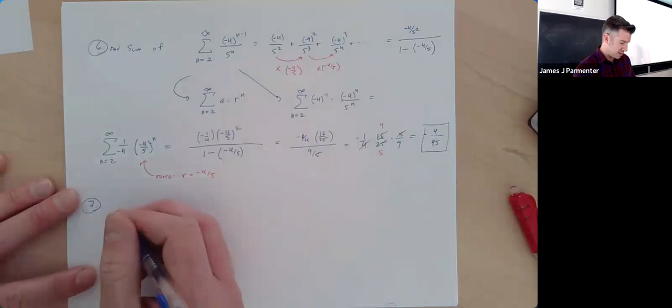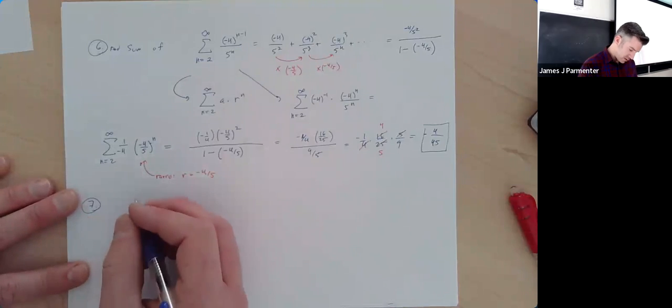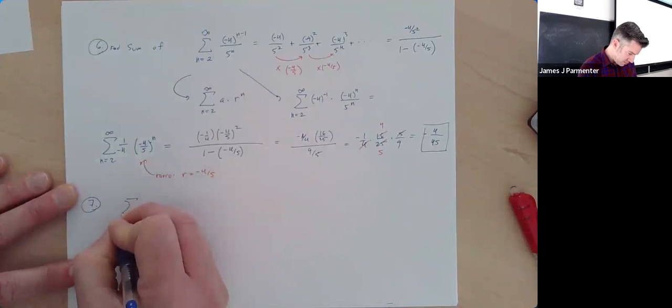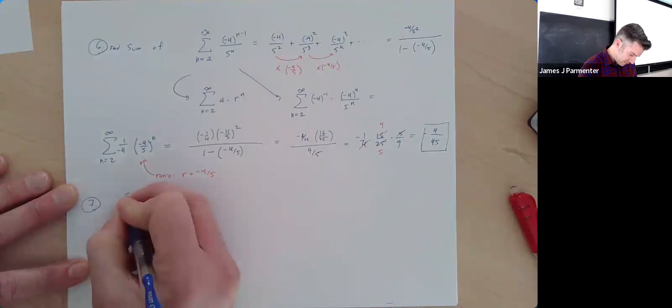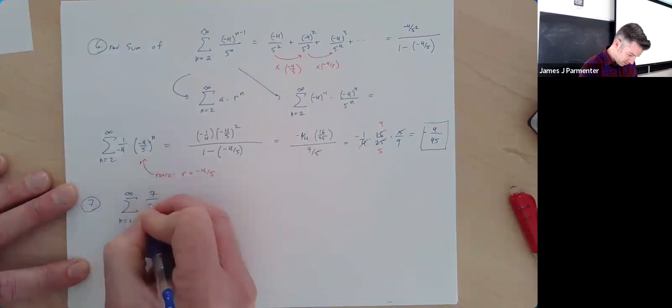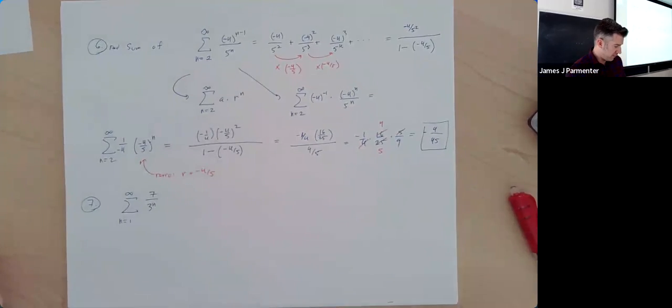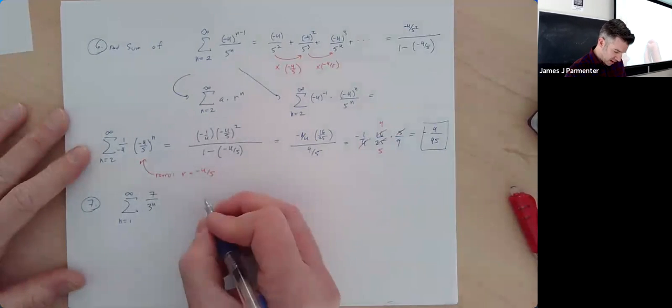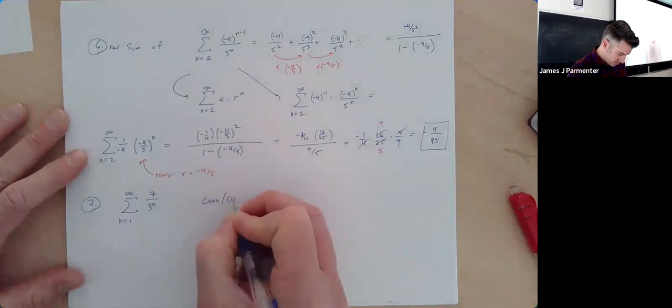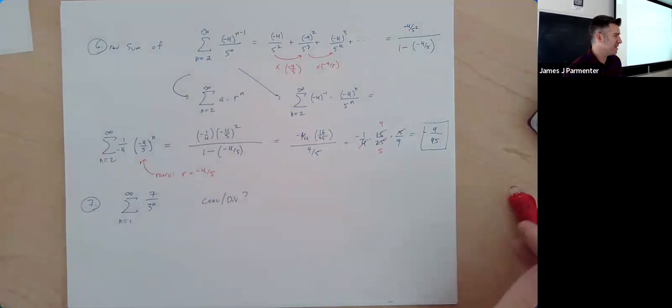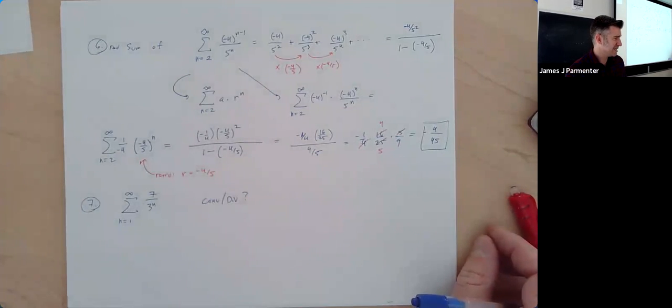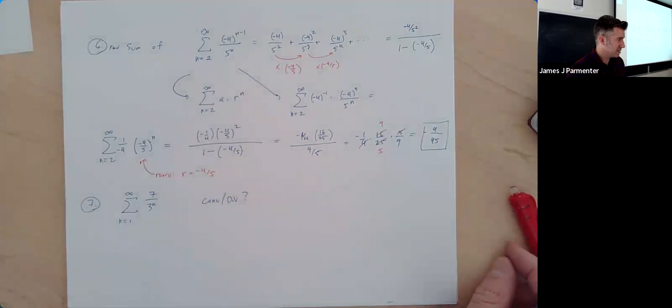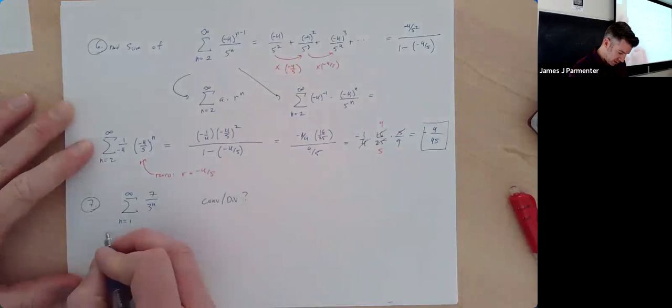If I had something like, well, actually, let's do 2 versions of this. Let's do the sum from n equals 1 to infinity of 7 over 3 to the n. So first things first, converge or diverge? Well, what kind of series is this? Is it geometric? It might be easier to tell if we break apart the pieces.